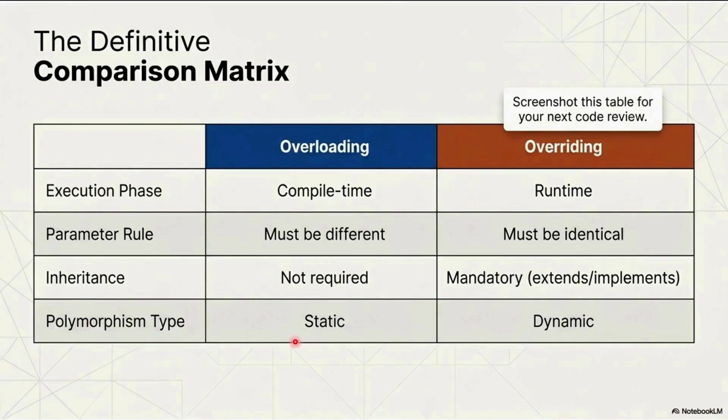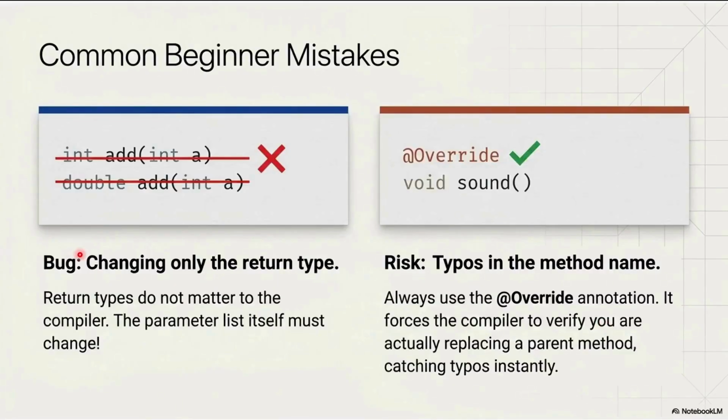Polymorphism type: this is compile time, which is called static, and this is runtime, and so it is called dynamic. Now, one important thing that I wanted to tell you is this override annotation, changing only the return type. Now, this is a bug because what is happening over here? There are 2 methods, exactly the same parameters, but the return type is different.